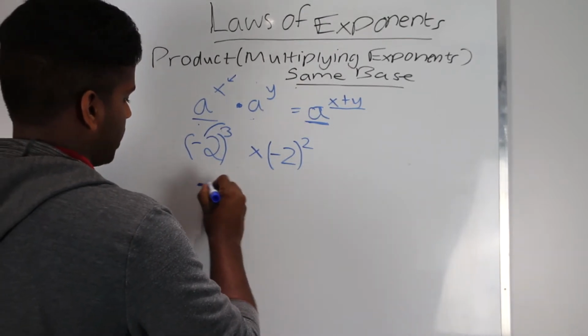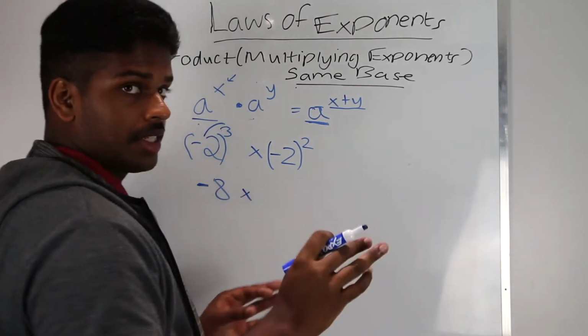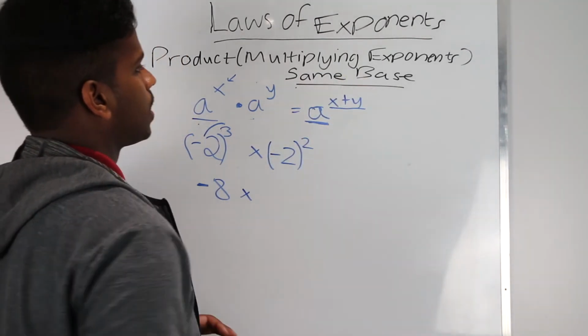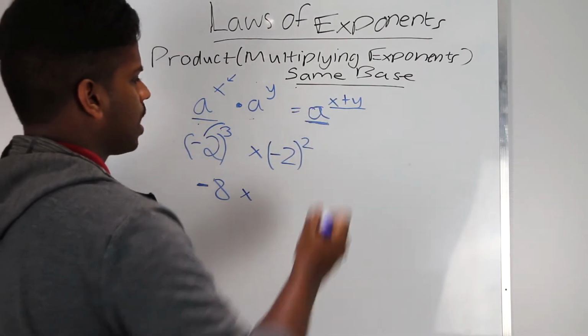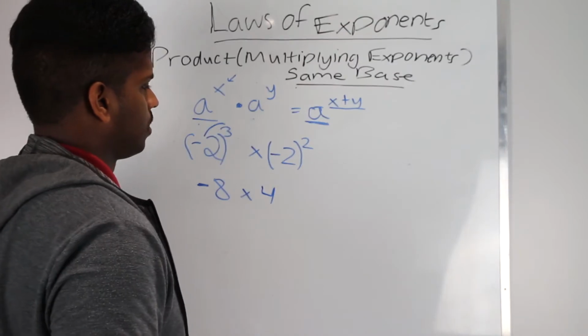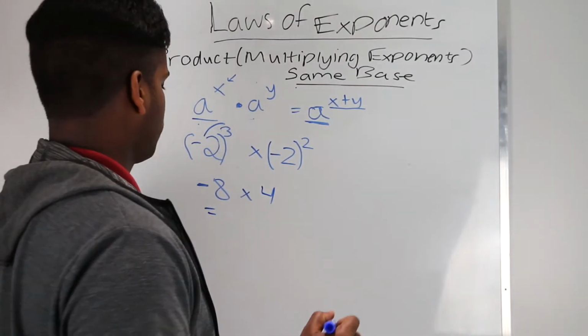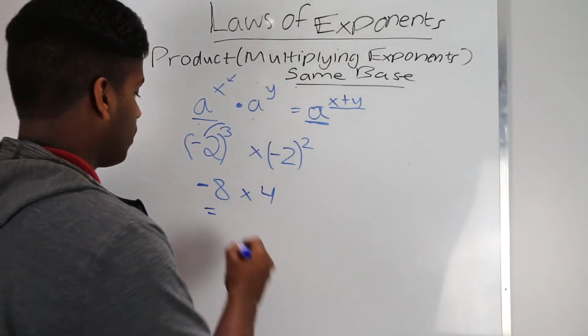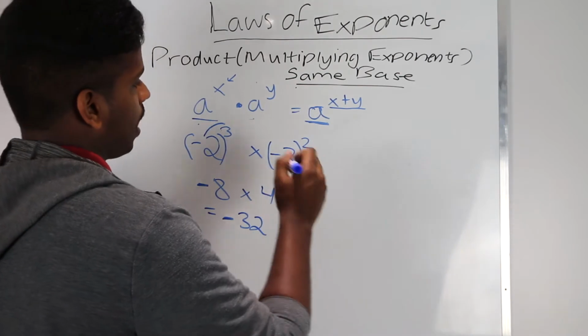4 times -2 gives you -8. We're getting -8 times -2 to the power of 2. Now I'm doing this the regular way. I'm not using the law of exponents right now, and then we'll use it later. -8 times 4, so negative times positive will give you a negative. -8 times 4 is -32.